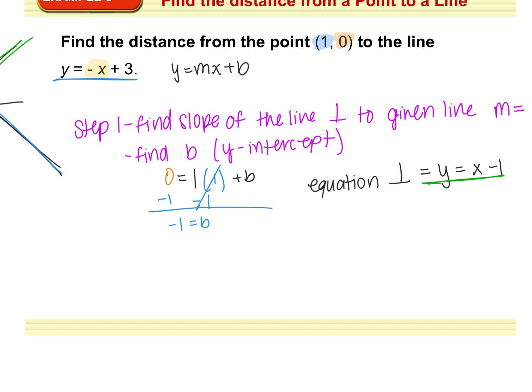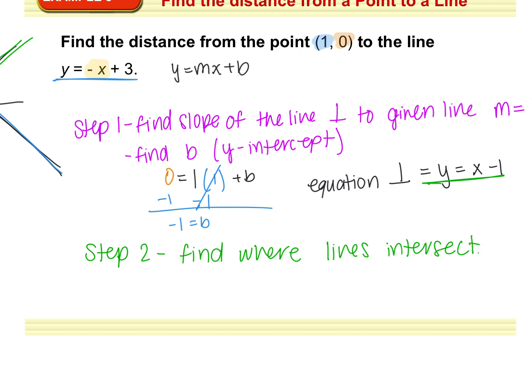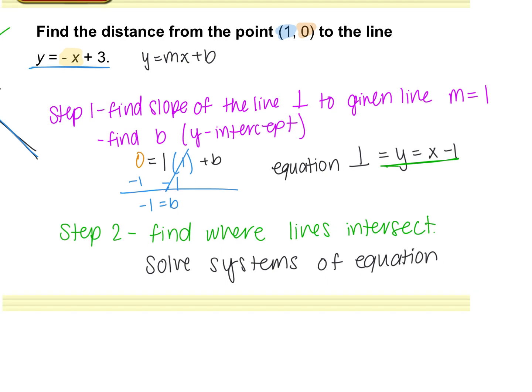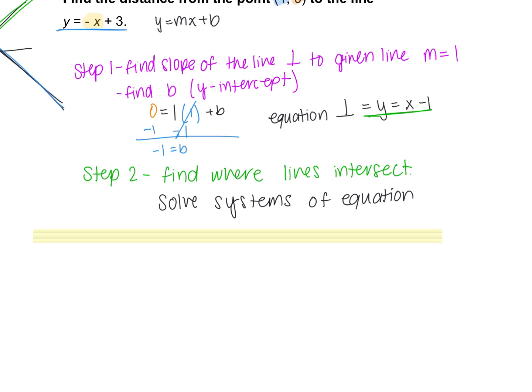So that's our step 2. Step 2, we need to find where the lines intersect. This part is super important. For this part, you're going to be solving a system of equations. This is something you should have covered in Algebra 1, but we're going to go over it. So I'm going to take my two equations.